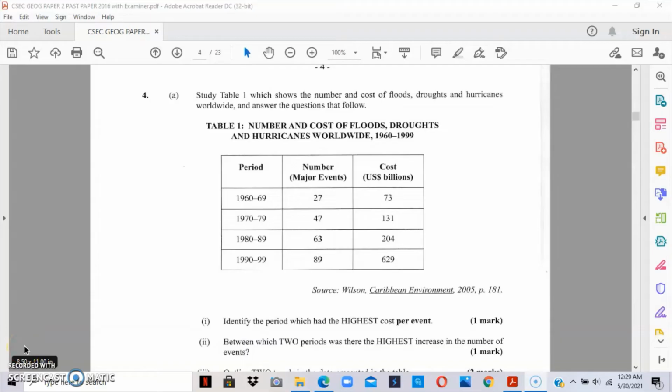Question 4 shows us the number and cost of floods, droughts, and hurricanes worldwide, and we're to answer the questions that follow. So it shows you the year or the period in this time. It shows you the number of major events within that period as well as the cost, right? So part 1 asks us to identify the period which had the highest cost per event.